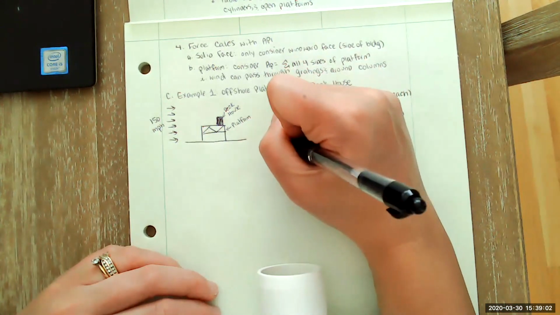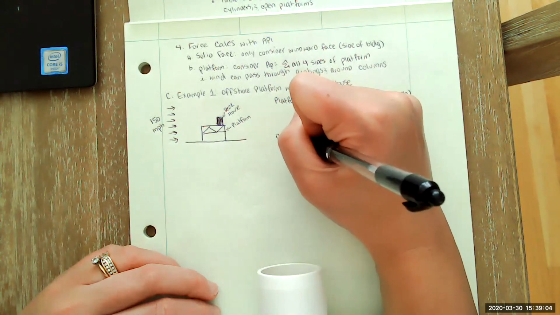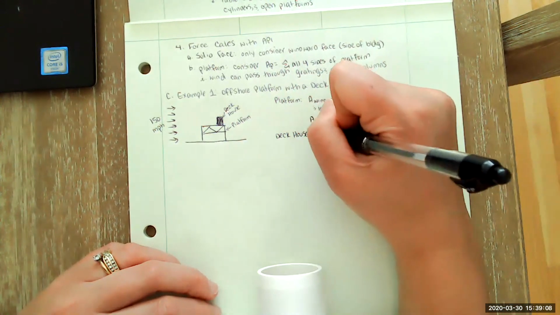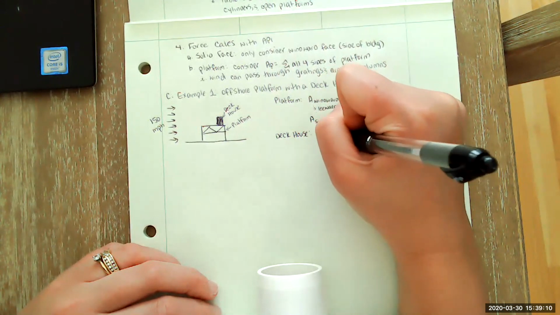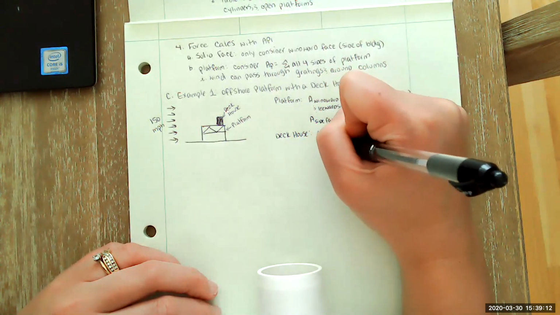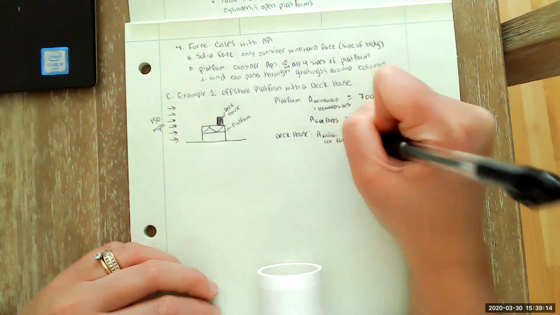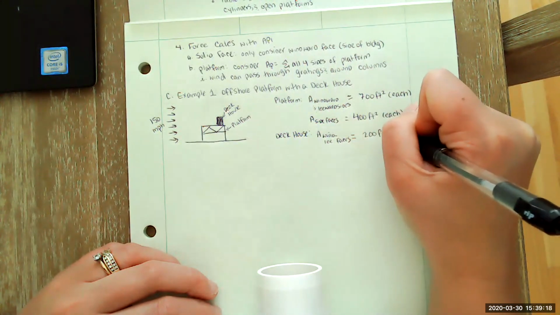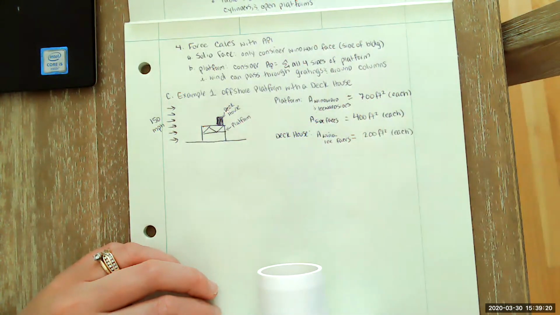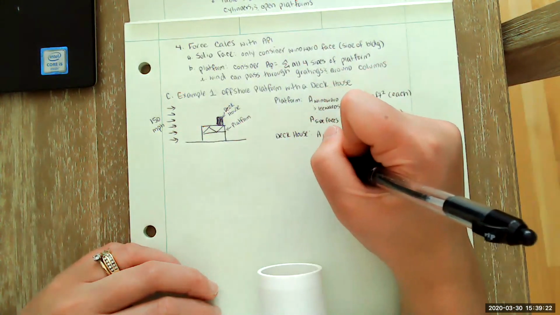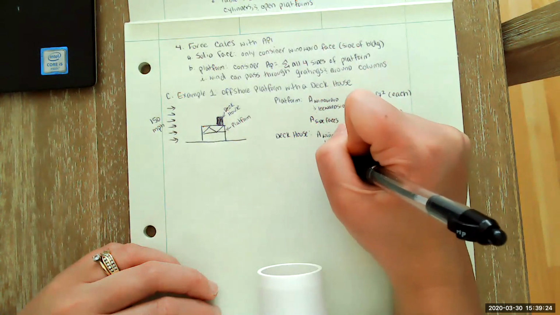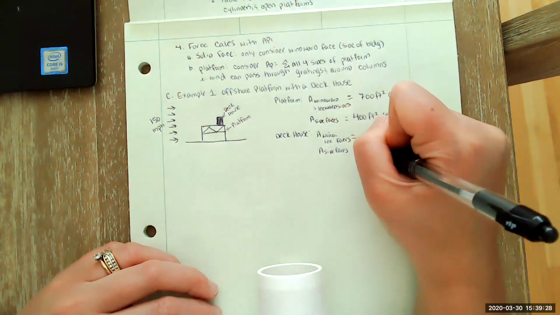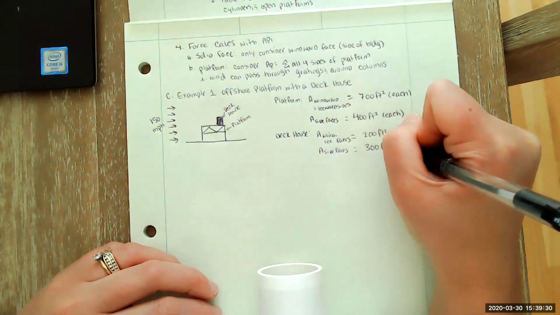And for our deck house, similarly, we have different areas. So the area of the windward and leeward faces are equal to 200 feet squared each, so per face. And the area of the side faces are equal to 300 feet squared each.